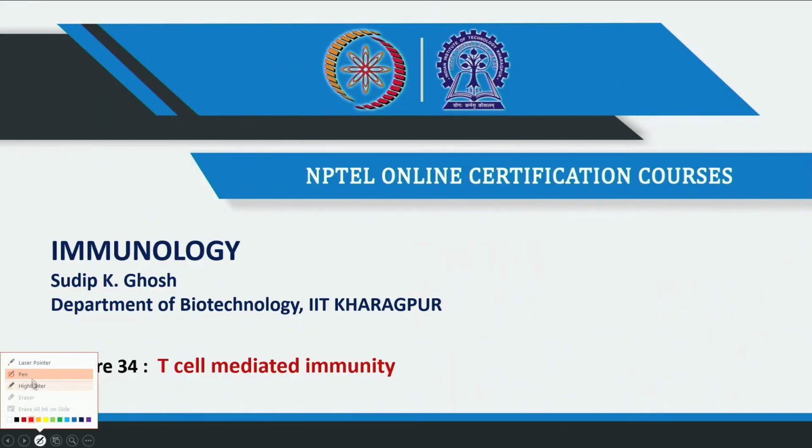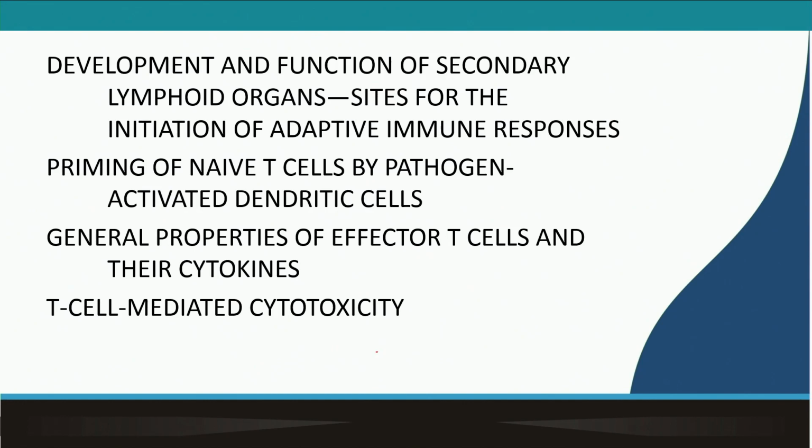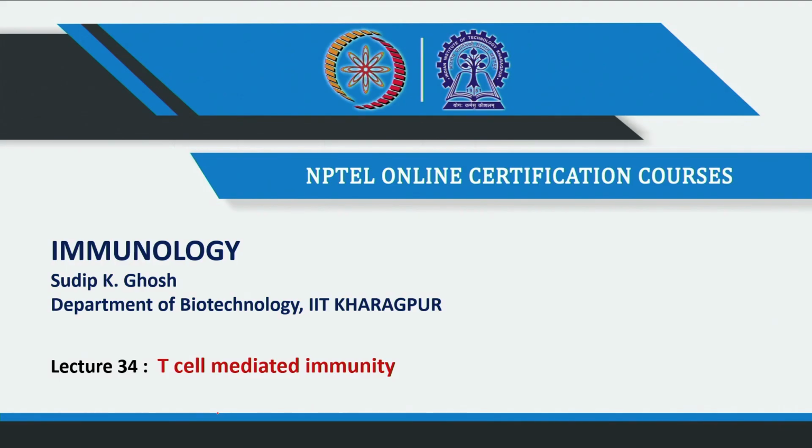Before interacting, after maturation and entering into blood, they have not seen the antigen yet. What are they called? They are called naive T cells. Naive means they have not yet seen any antigen.